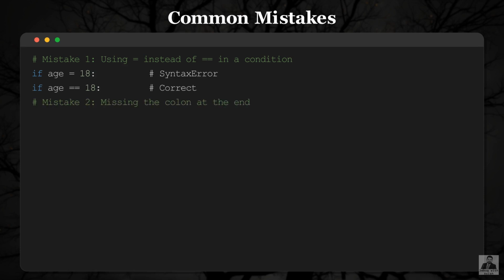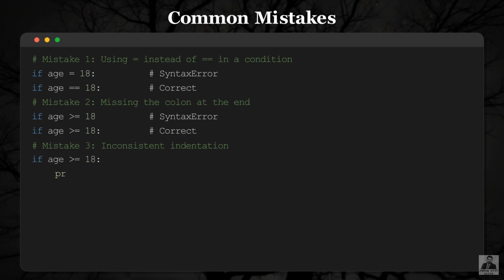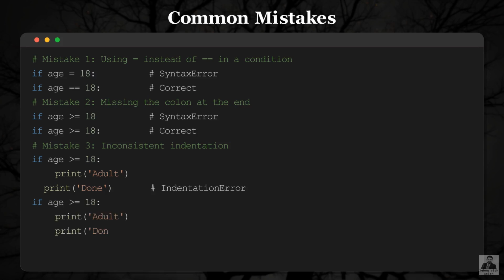Here are the 3 mistakes that cause almost every beginner problem with conditionals. The first is using a single equals sign inside a condition. A single equals is assignment. You need double equals for comparison. The second is forgetting the colon at the end of the if line. Python requires it and will raise a syntax error without it. The third is inconsistent indentation. All lines inside the same block must be indented by exactly the same number of spaces.